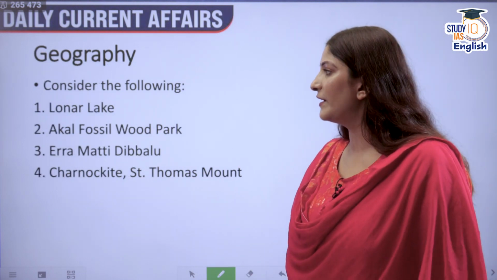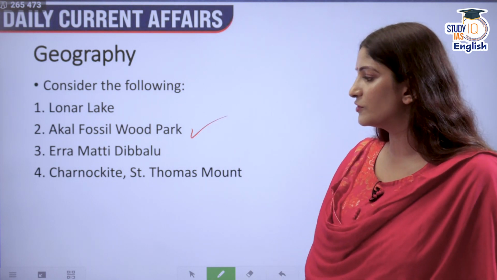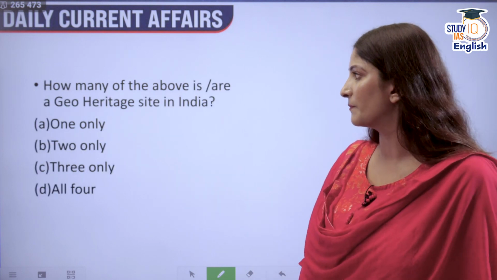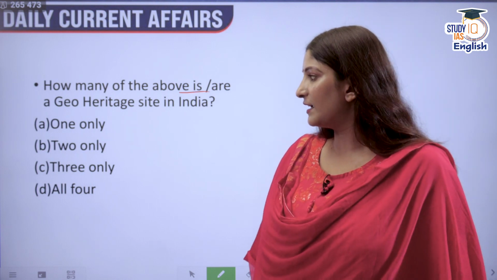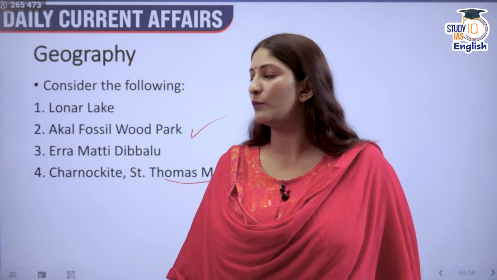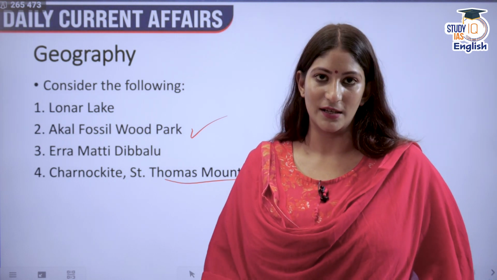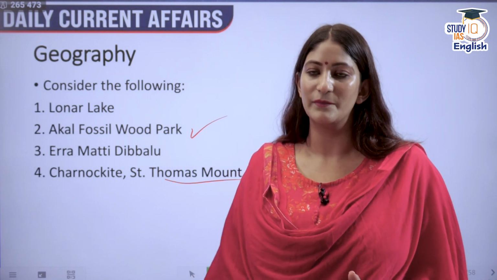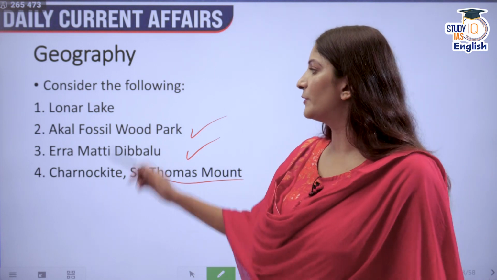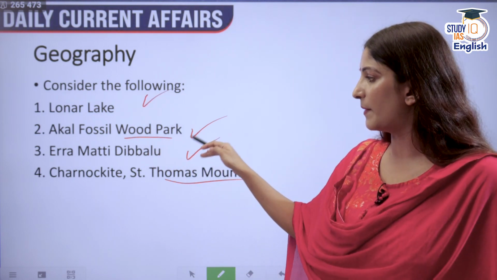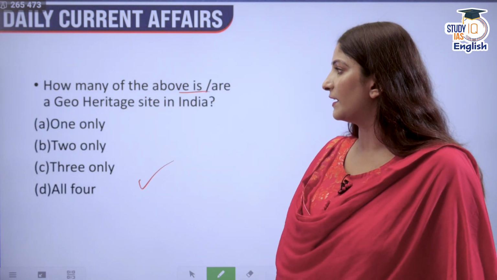Okay, consider the following: Lonar Lake, Akal Fossil Wood Park, Erra Matti Dibbalu, Charnockite, St. Thomas Mount. How many of the above are a geoheritage site in India? Recently, or rather since many years, Erra Matti Dibbalu has been losing its integrity because of the sheer erosion that is happening. Erra Matti Dibbalu is one of the geoheritage sites. Not only that, but also Lonar Lake, Fossil Wood Park, and Charnockite, St. Thomas Mount are a part of it. So all four will be the correct answer.